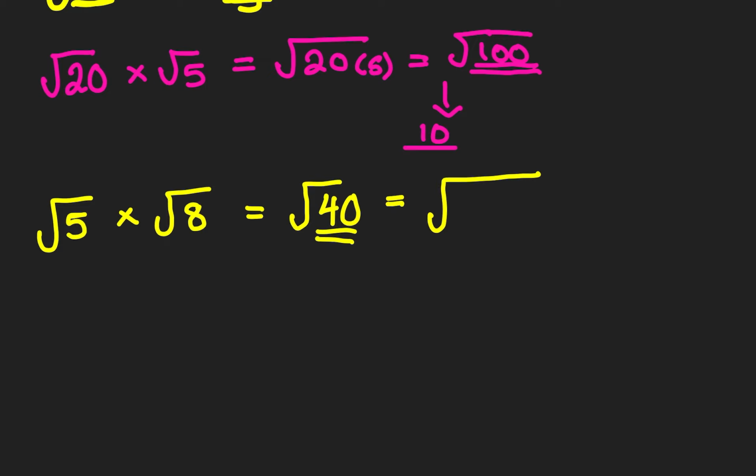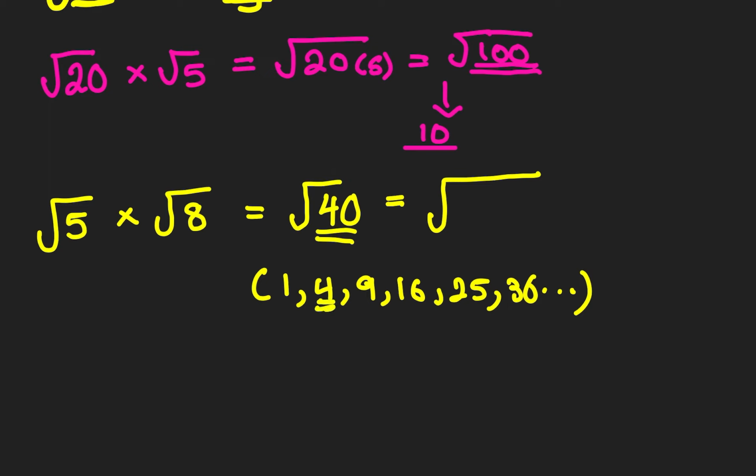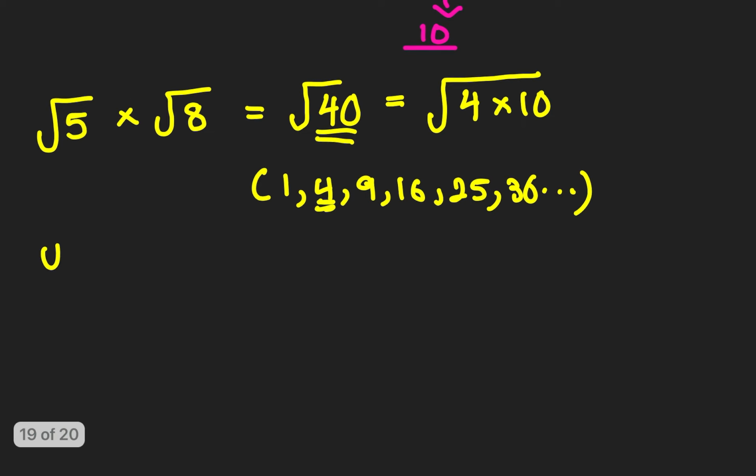To simplify it, we have to get the highest square number value times by any other value. In this case, let's list out the square numbers. So we have 1, 4, 9, 16, 25, 36, and onwards. In this case, it looks like 4 is a good match. So let's say 4 times 10. That does work. So root 4 times 10.